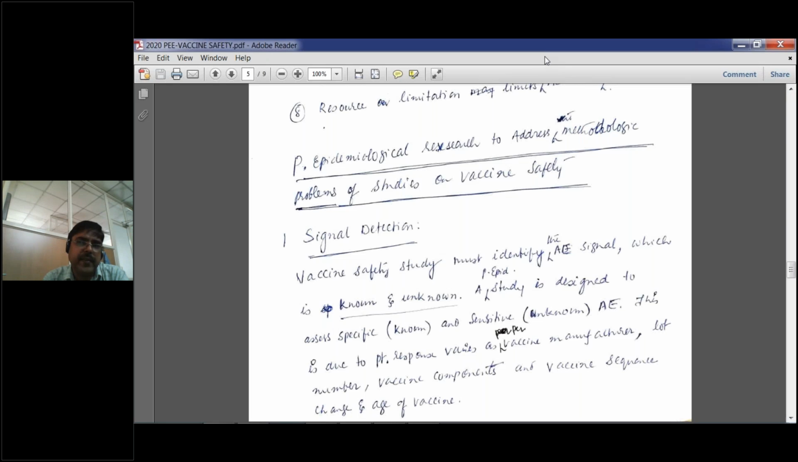How are adverse effects classified generally? Mild, moderate, and severe. That is the clinical aspect. Otherwise, how are they classified pharmacologically?